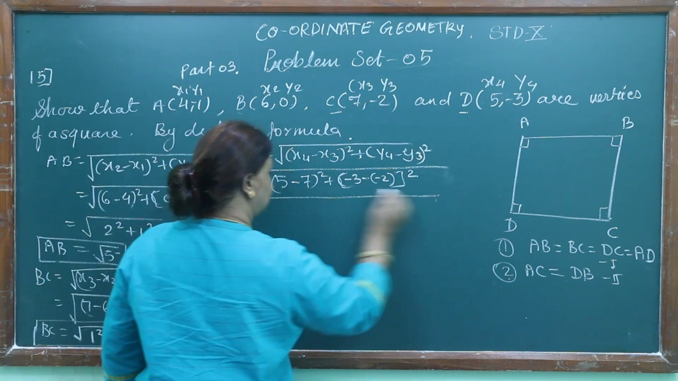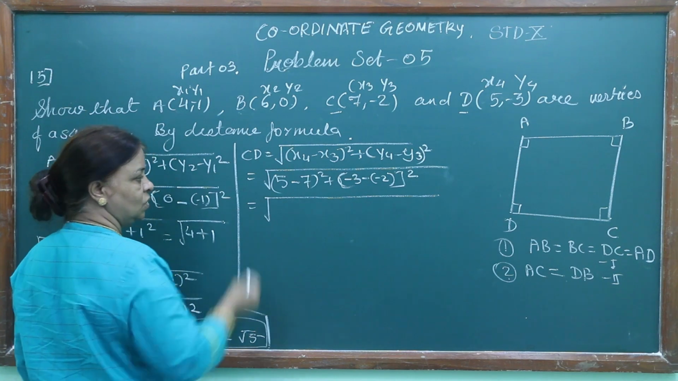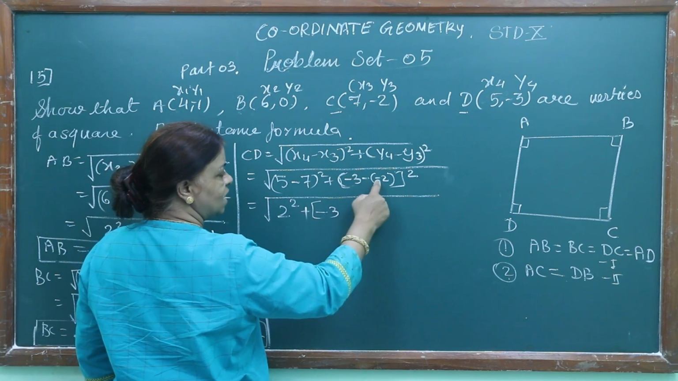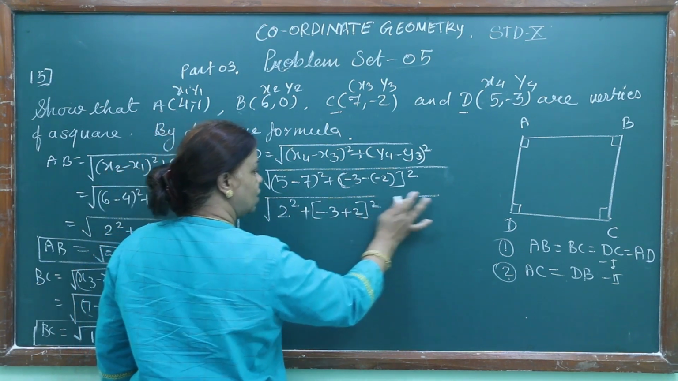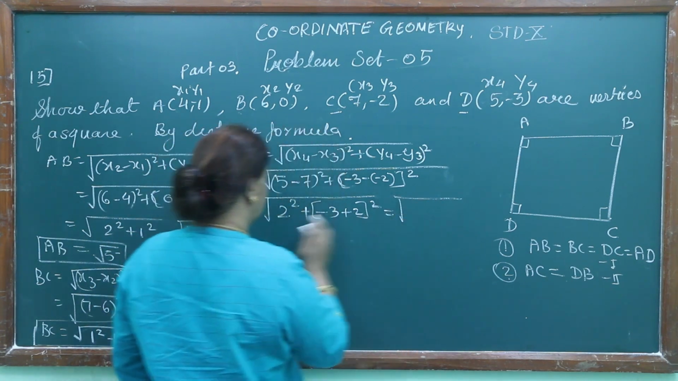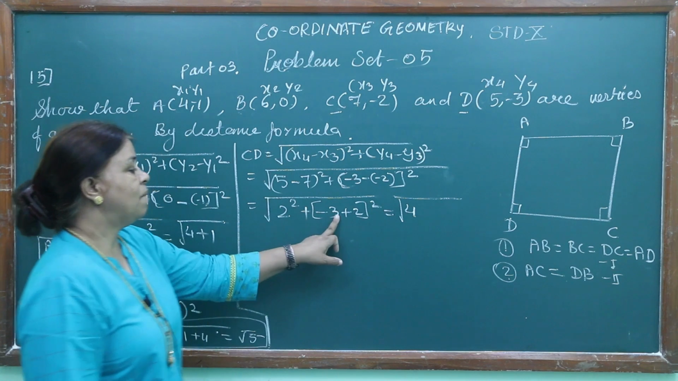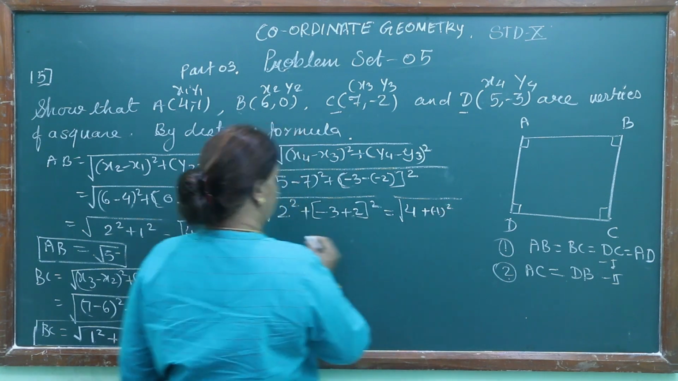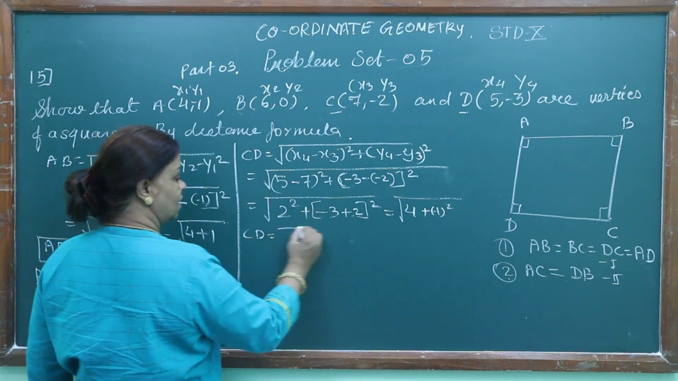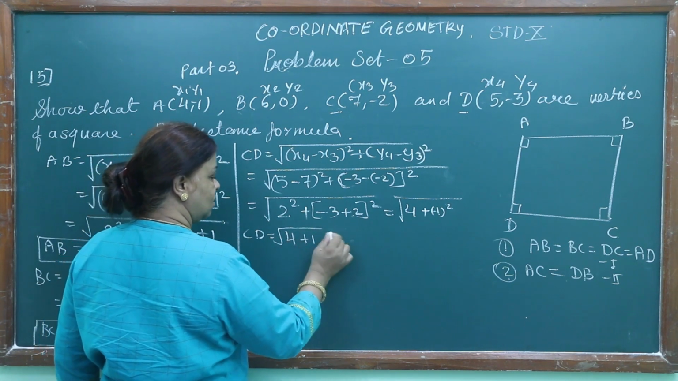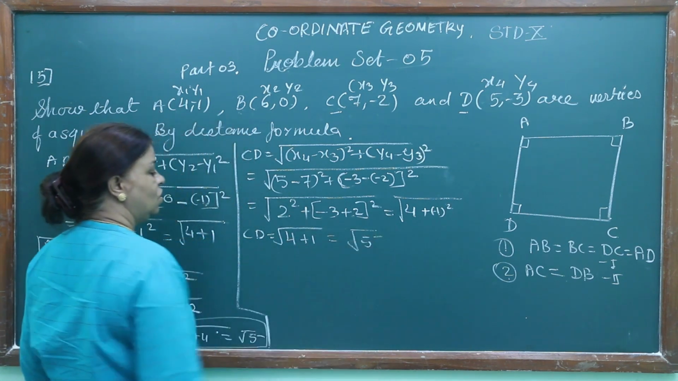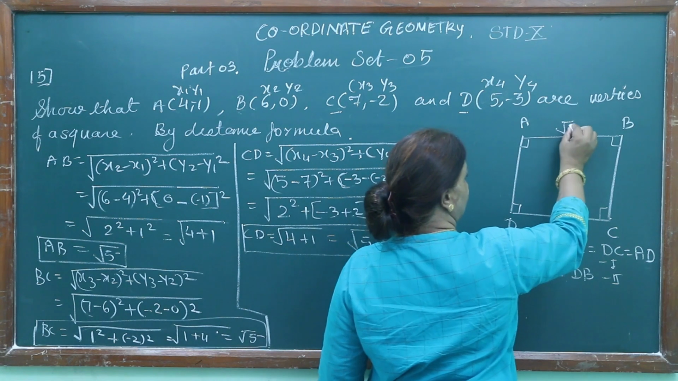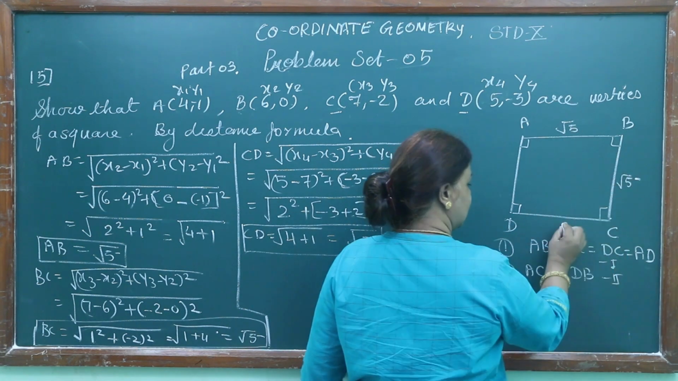What are you getting? 5 minus 7 is minus 2, the whole square, plus minus 3 minus minus will become plus 2, the whole square, which will be equal to under the root 4 plus minus 3 plus 2 will be minus 1, the whole square. So CD we will get 4 plus 1, which is equal to under root 5. So even CD we got equal to AB. So we got AB as root 5, BC as root 5, CD also root 5.